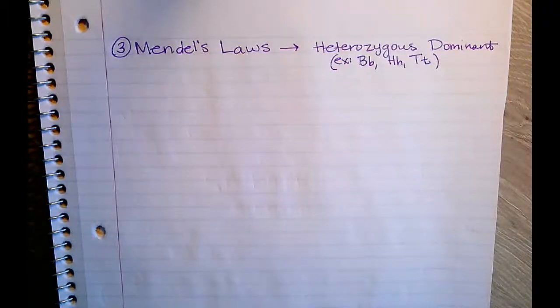Alright guys, part 3. Now that we've learned about genotypes and phenotypes and naming and doing some Punnett squares, we're going to learn about Mendel's laws. Again, that's after Gregor Mendel.